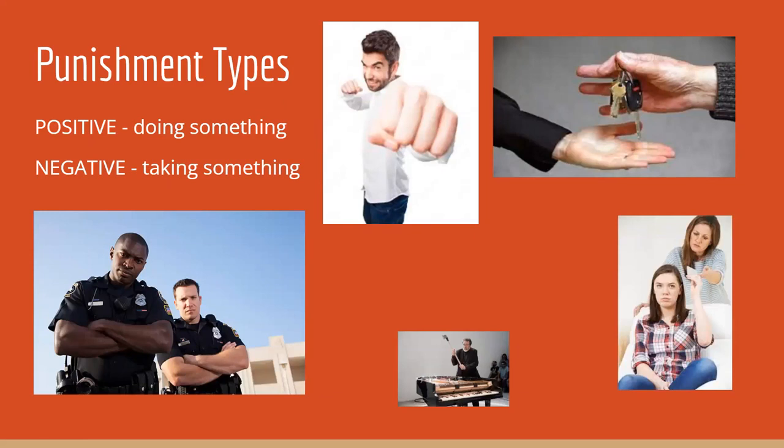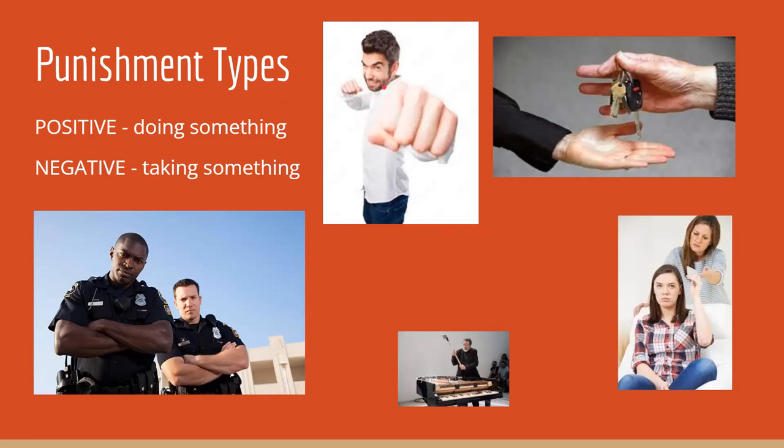So positive punishment is doing something. So we'll look at some examples in a second. And then negative is taking something. That's the two kinds you have to know. So let's look at these 5 pictures and let's figure out if they're negative or positive. Let's start out with this one.